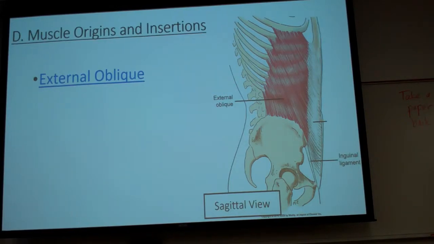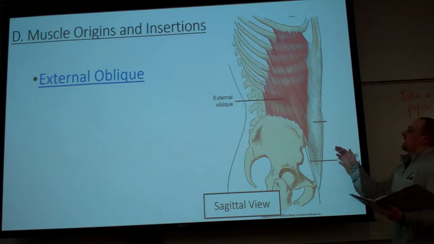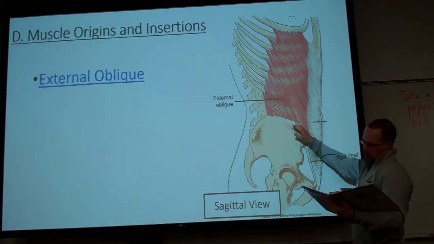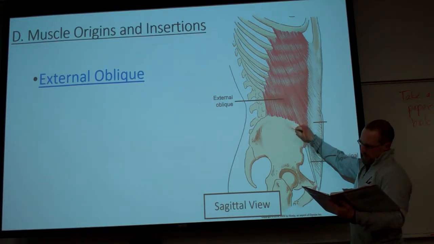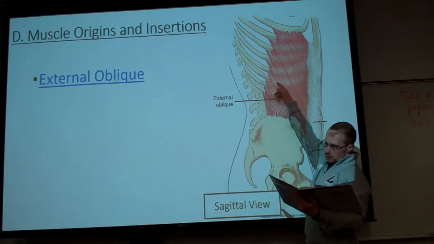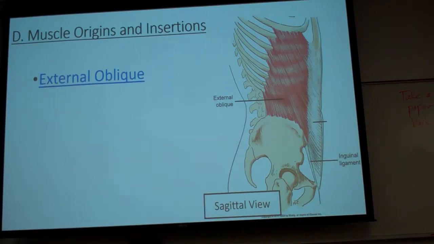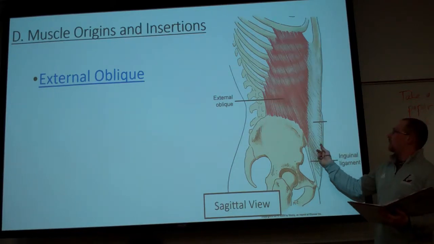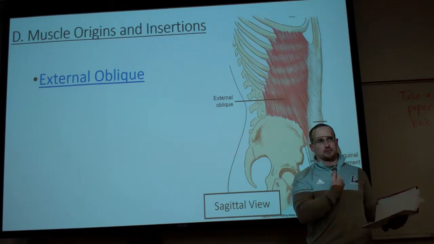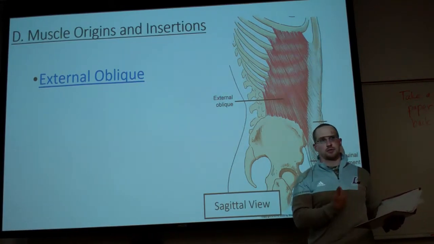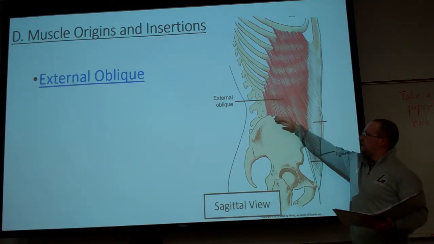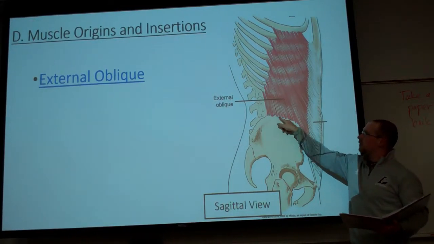So with our external oblique, we're taking a look. It's going to originate all the way down here at the lower 8 ribs. So right up here, lower 8 ribs. And it's going to insert at the linea alba. The linea alba is a line that goes directly down your stomach. It's a piece of connective tissue. So the linea alba here, as well as the anterior portion of your iliac crest, which is right here.